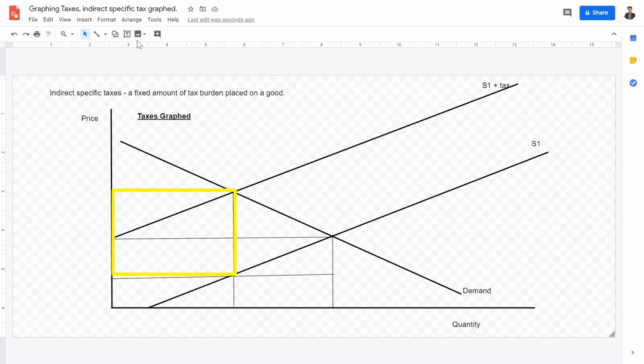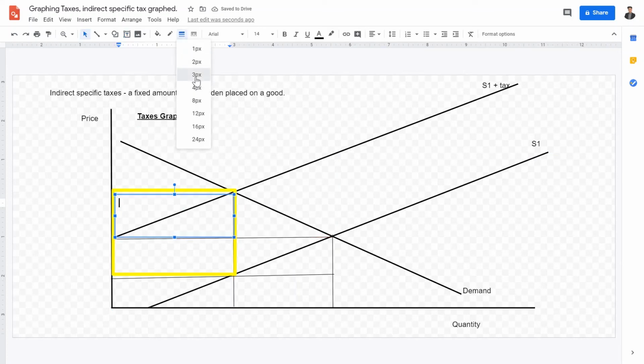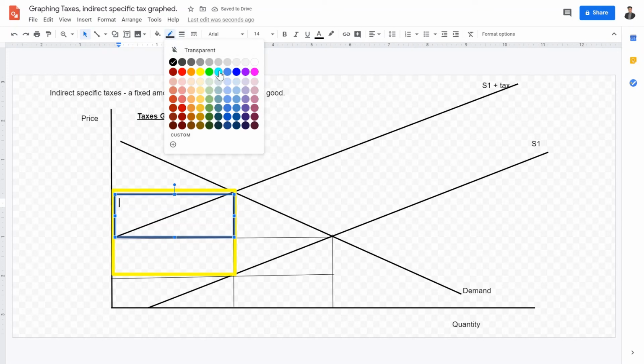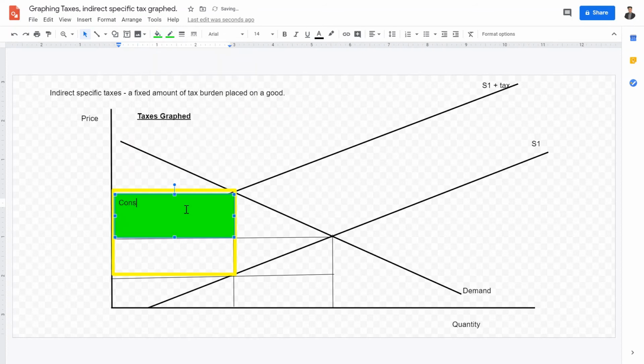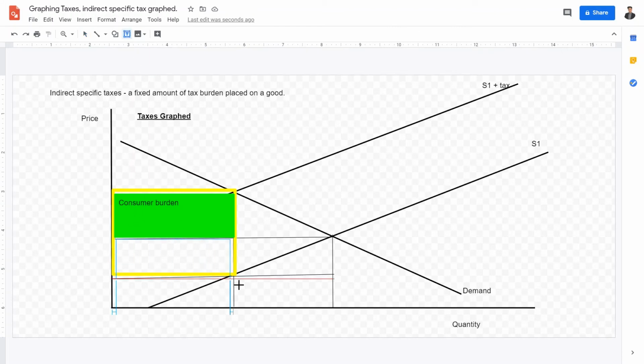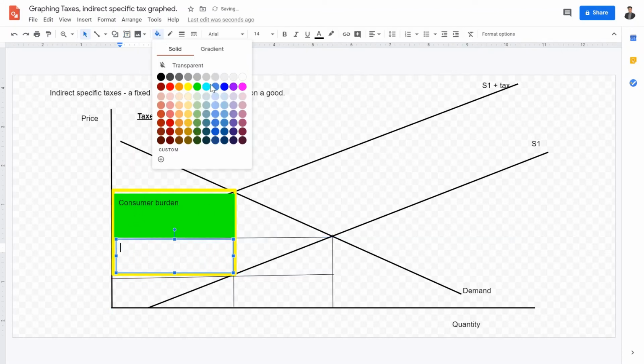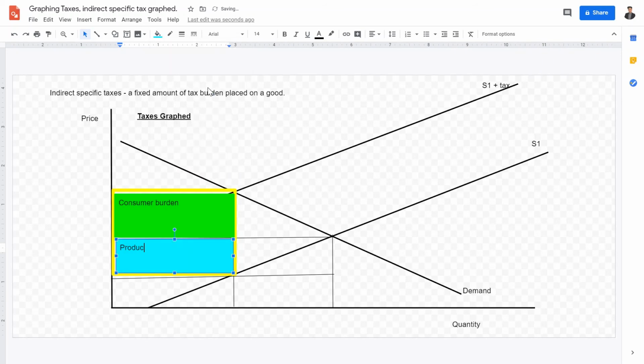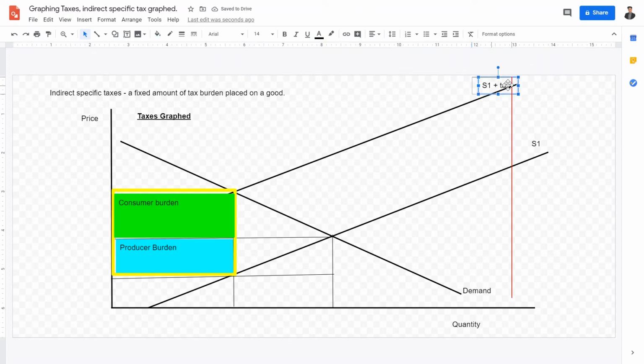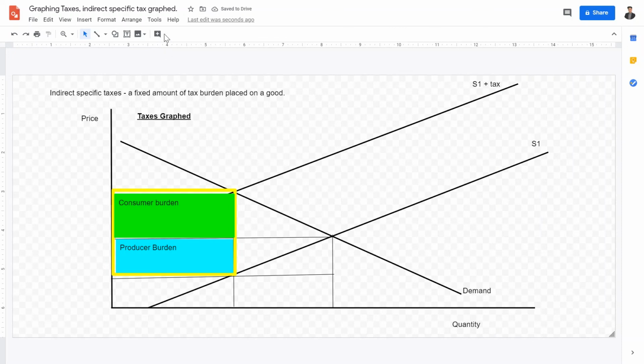Now, how do we know which section is producer burden and which section is consumer burden? The top section, divided by the original equilibrium price. So this green box, okay, I'm gonna color this in. This green box refers to the consumer burden of the tax, and the box below, divided by the original equilibrium point, this blue box right here, is the producer burden. Okay, so for any tax graph, you're going to be able to draw the consumer burden as well as the producer burden.